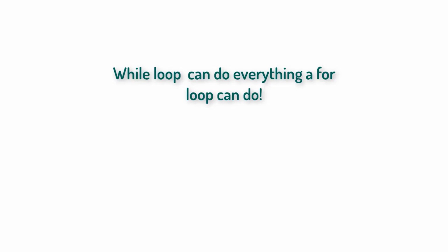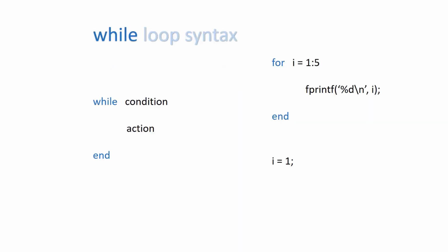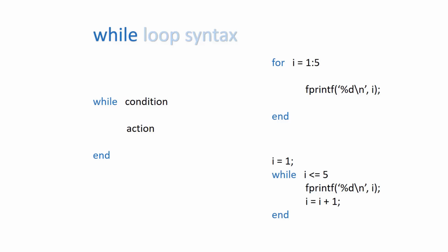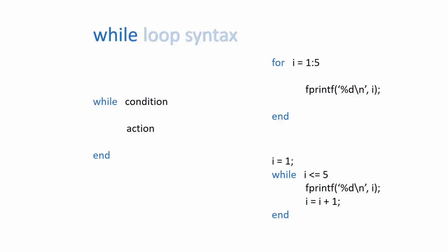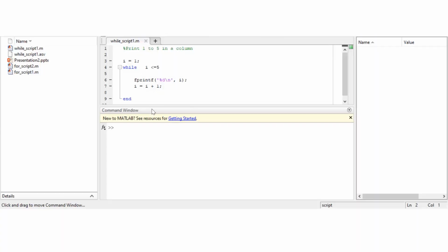A while loop can do everything a for loop can do, using variables that keep track of the count. So let's try to rewrite the for loop example that we have using the while loop. First you start out with i equals 1, and you say while i less than or equal to 5, you print the value in i, and then you'll have to increment the value inside i. Now we'll see why that is so important.